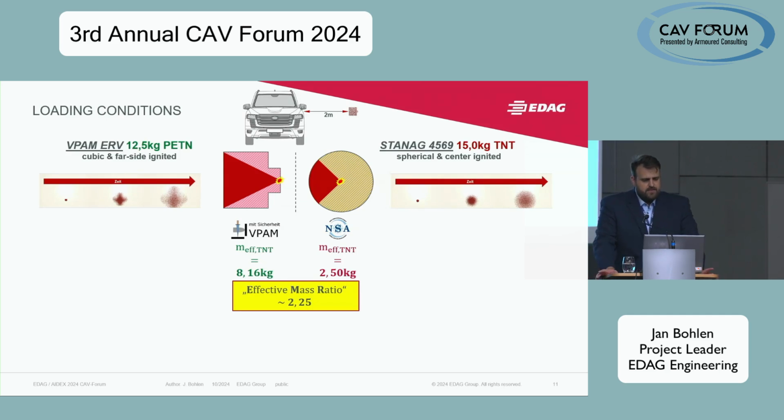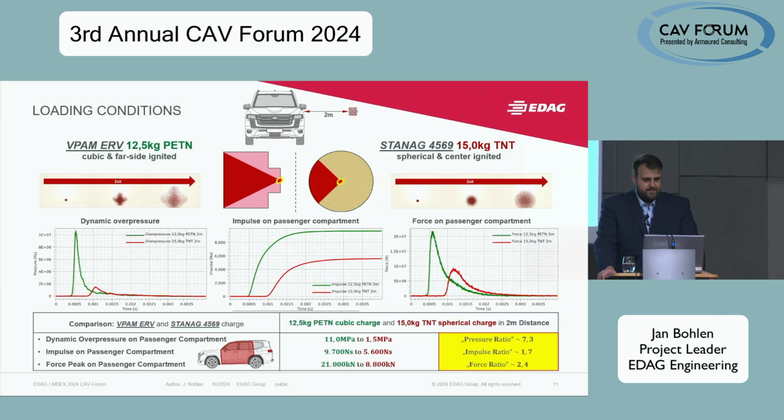I just told you the VPEM ERV 12.5 kilo PETN charge is 2.25 times heavier than the Stanag 4569 15 kilogram PETN spherical and center-ignited charge. And I'd like to prove that with some more parameters we gained from our simulations. Everything I said is gained from a detonation at a distance of 2 meters according to VPEM ERV, and all forces, pressure, and impulse are gained on the passenger cell of the vehicle.